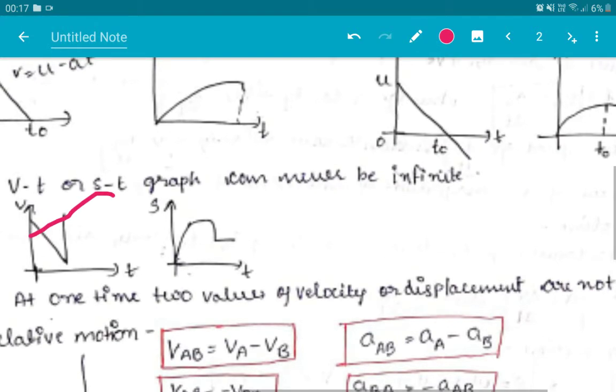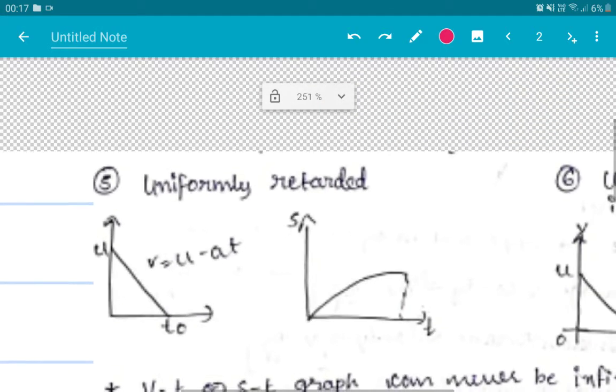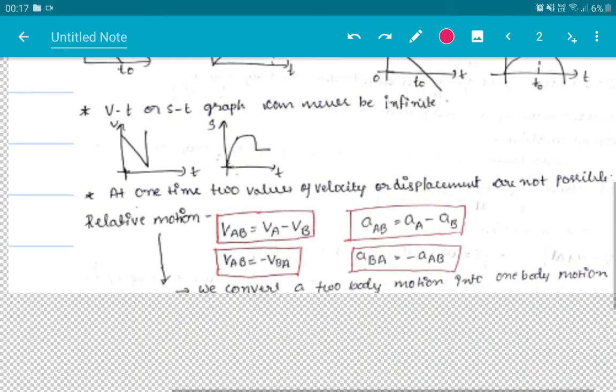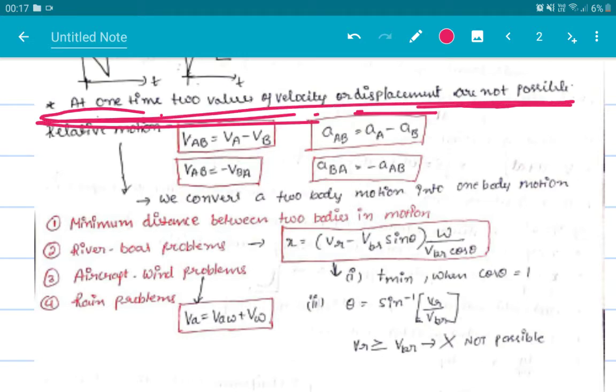So these are a few graphs, and how to draw graphs, which graph represents what, which equation represents what, I have given an introduction in the previous case. You can just see them and understand, these are a few conditions given, and the same thing they have drawn, that's it. And at one time two values of velocity or displacement are not possible, as I have said. That's why these graphs are completely wrong. They are wrong graphs.